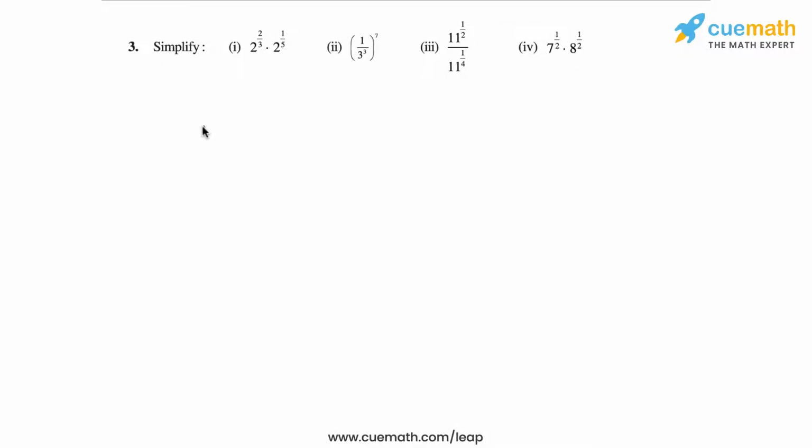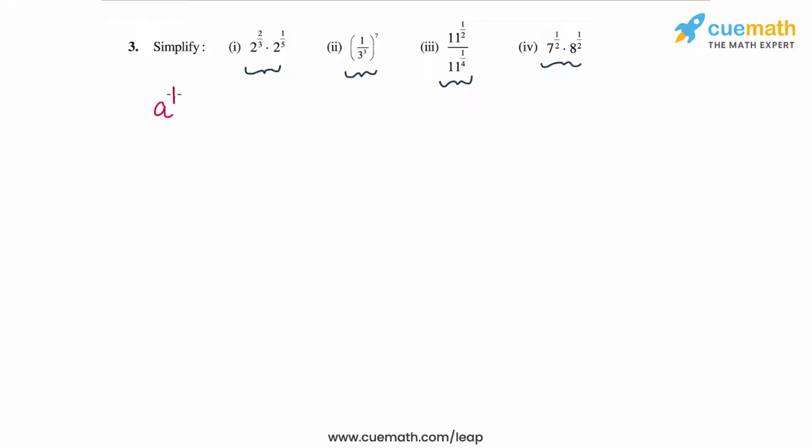In question 3, we have to use the laws of exponents to simplify all of these exponential expressions. For example, in the first one, we have a product of exponential terms. In the second one, we have an exponential term raised to another power. In the third one, we have a quotient of exponential terms. And the fourth one is also a product of exponential terms. So let me quickly write out the laws of exponents that we will use to simplify these terms.